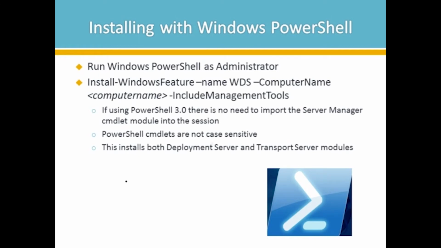What if you like PowerShell, or you want to script it, or you're trying to put this on Windows Core? You can install WDS with PowerShell. In fact, you can do anything with PowerShell, really, in the Windows Server 2012 environment. So make sure when you run PowerShell, you run it as an administrator. And then your commandlet, verb-noun, Install-WindowsFeature, give it a name, -Name, it's WDS, and you can specify the computer name you're installing it on and the fact that you want management tools.